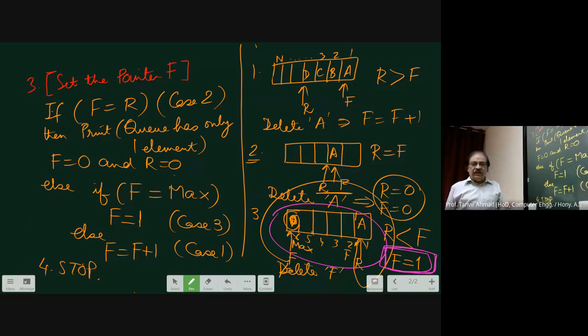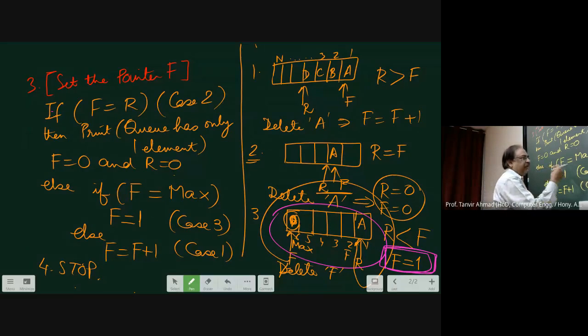Otherwise, if this is not the case, it will come to else. And you will find the third case. When F comes to max, then only rotation will take place. Now in the second case, what is happening? F is at max, and once you delete F, it will rotate to the first position.